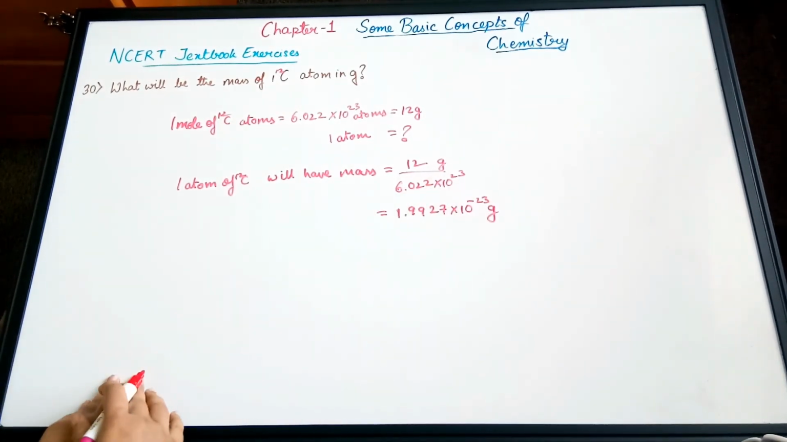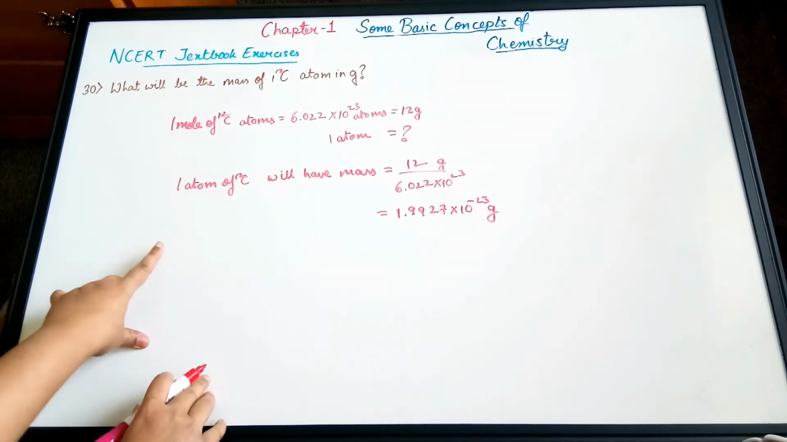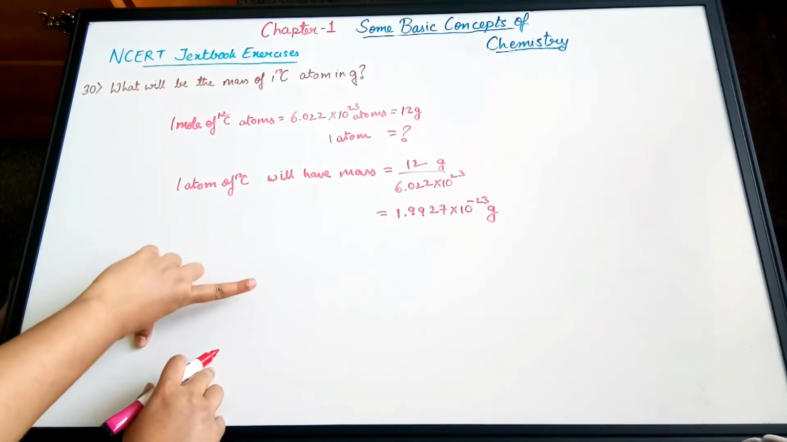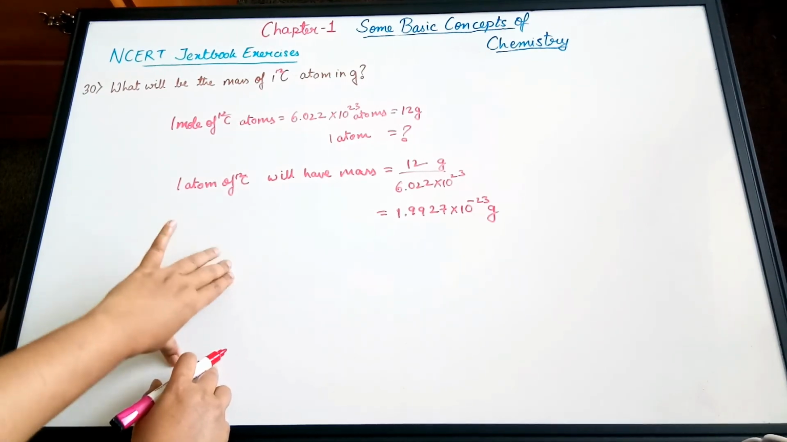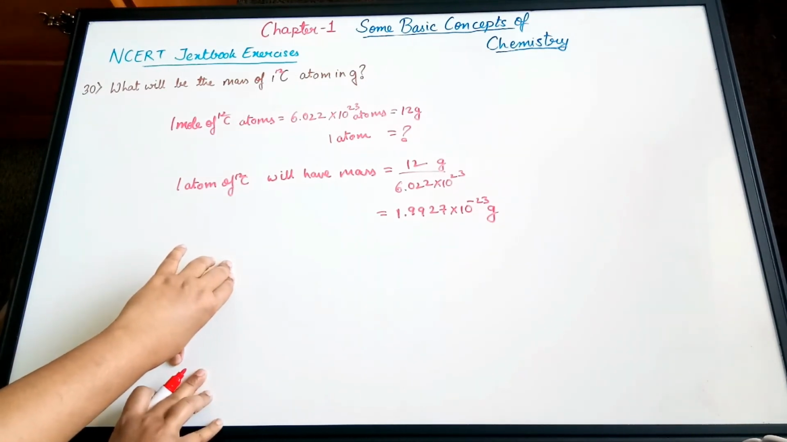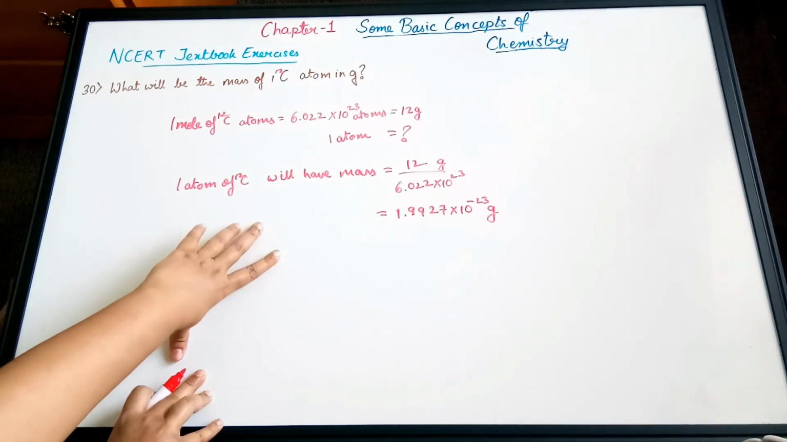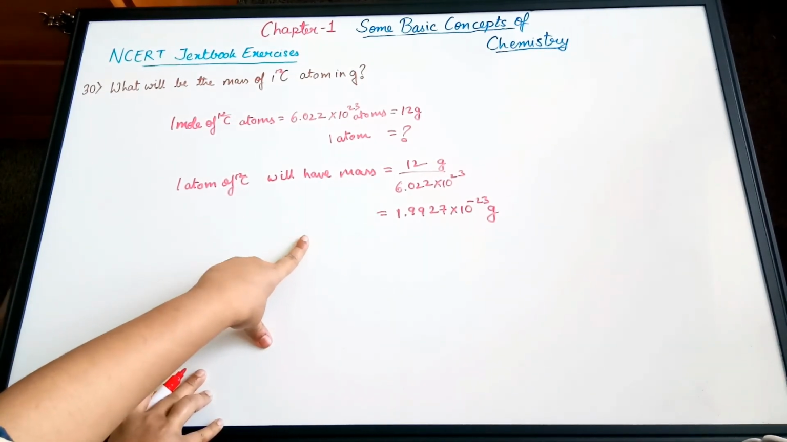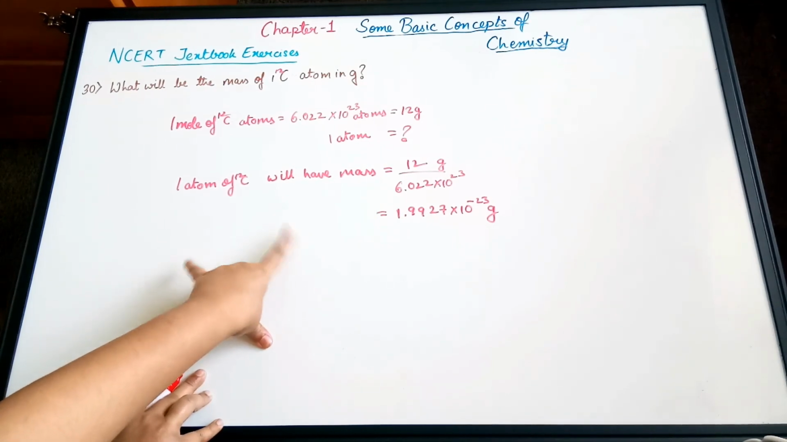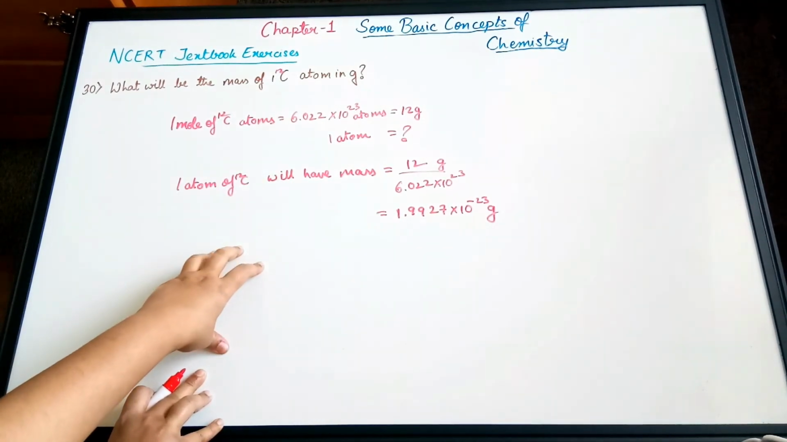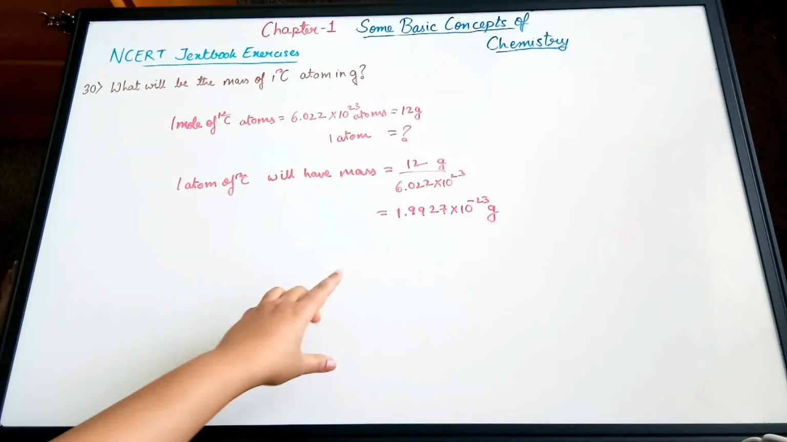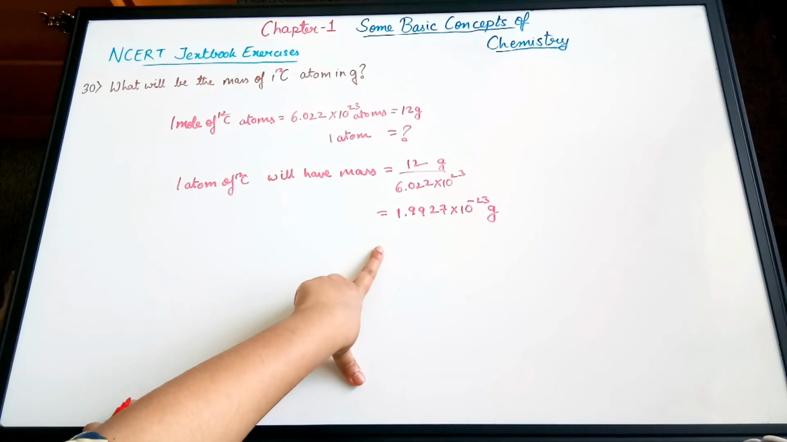Here we used the basic relation that 1 mole of that particular atom equals 6.022 into 10 to the power 23 atoms, which is equal to the gram atomic mass of that atom. We know that 6.022 into 10 to the power 23 atoms have 12 grams as their mass. Then how much will one atom have? This is a simple cross multiplication question. We simplified it and got the mass of one atom as 1.9927 into 10 to the power minus 23 grams.